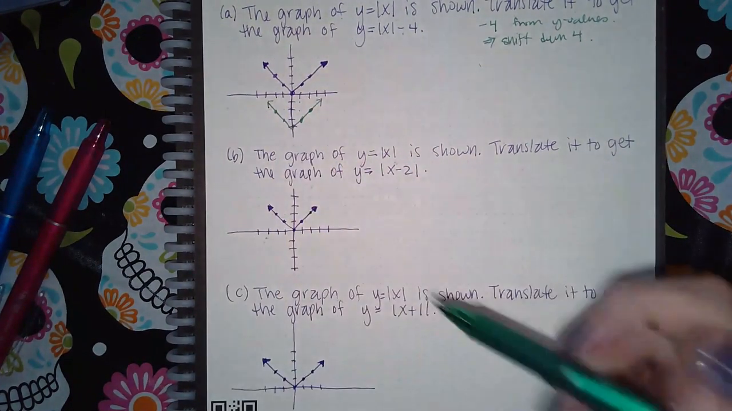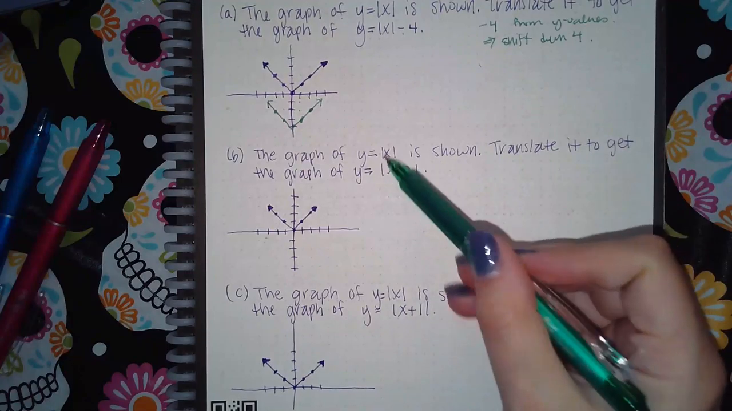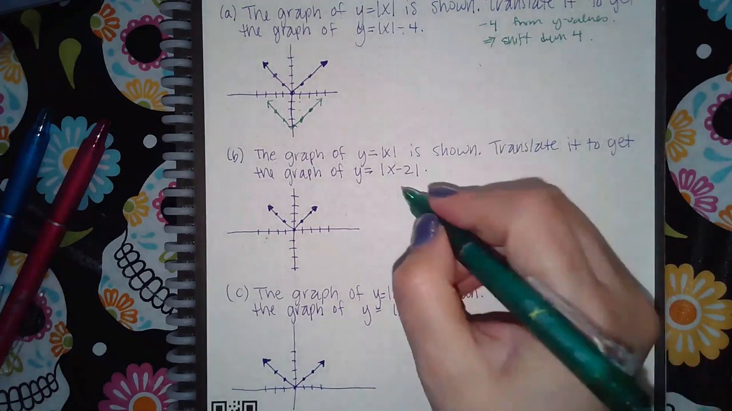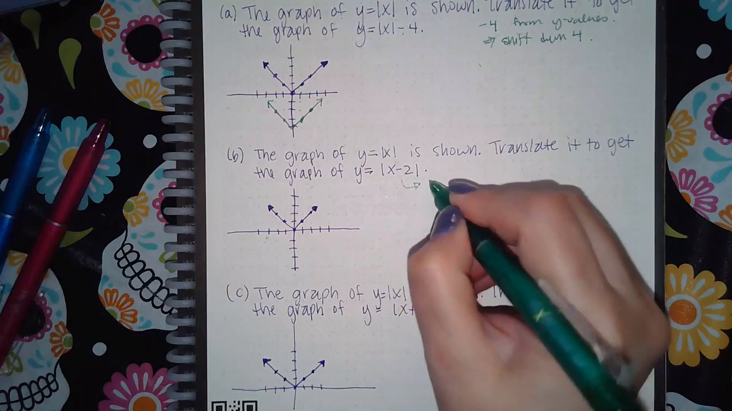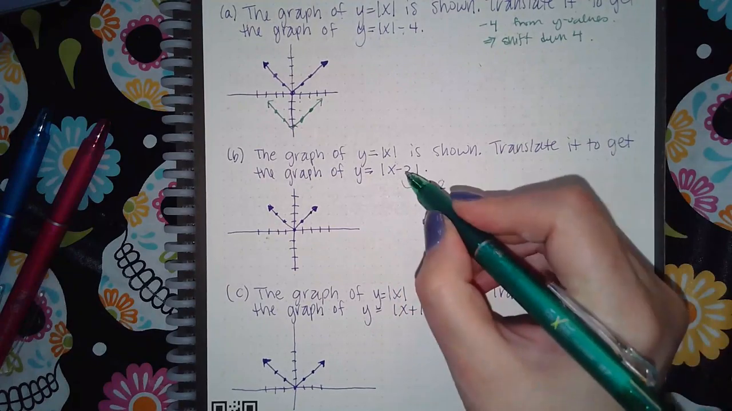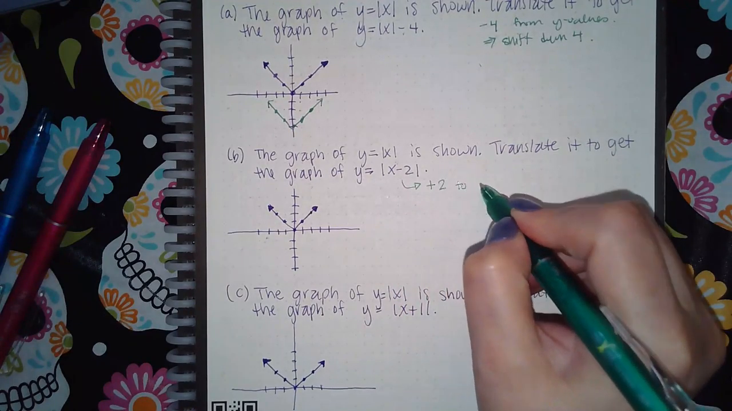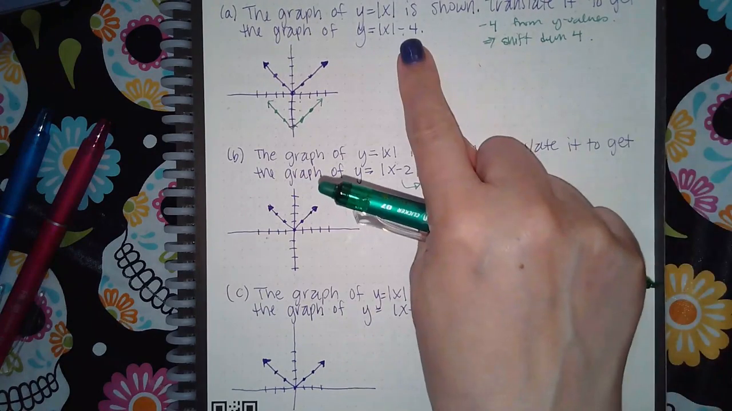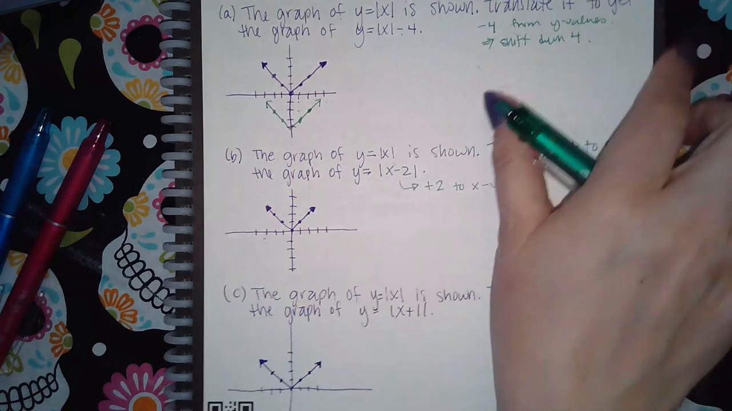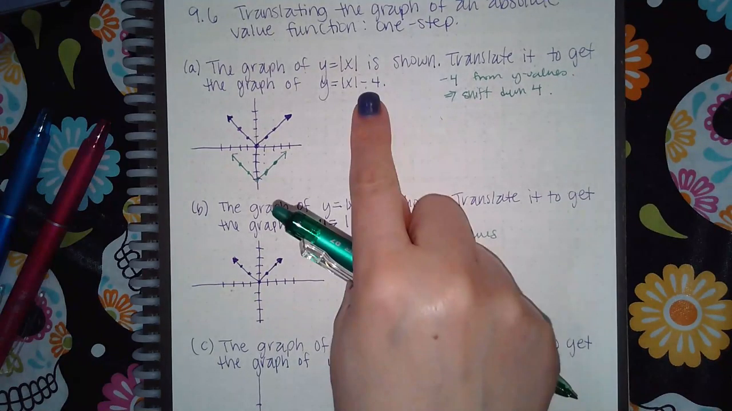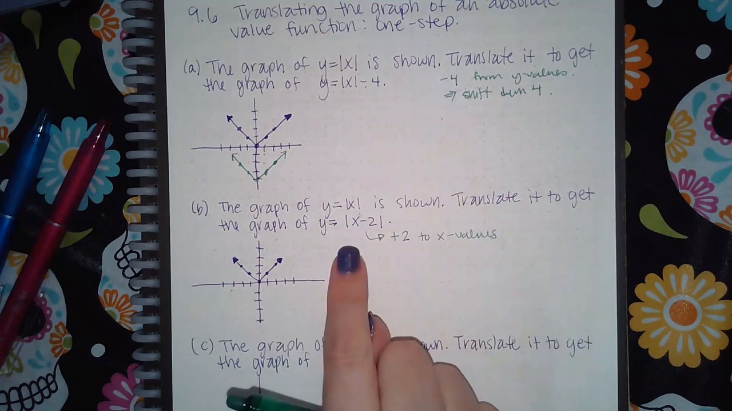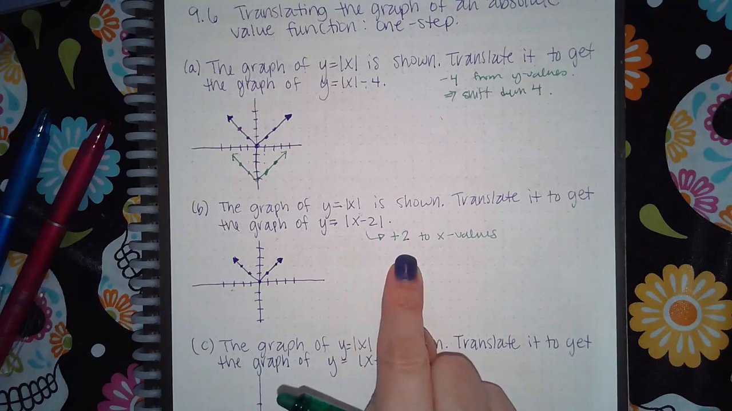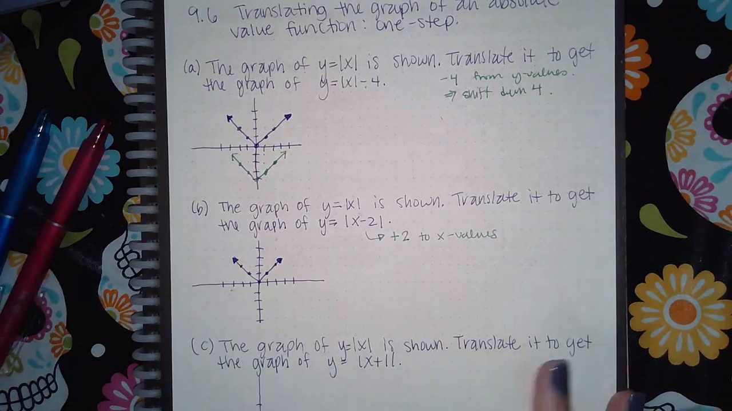4 units. So here I have -2, but inside the bars. This means I'm going to do the opposite, which is add 2, and because it's on the inside, it happens to the x values. So if the number is on the outside of the bar, it happens to the y values. If the number is inside the bars, it happens to the x values. Also, if it's outside, it stays the same sign, and if it's inside, it changes sign. Okay, so two things to remember there.